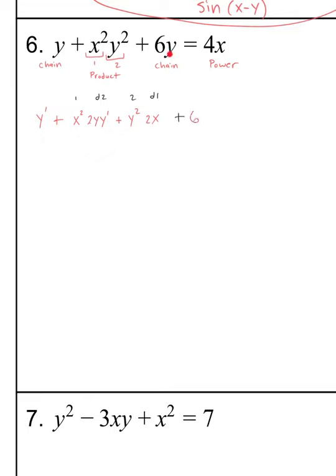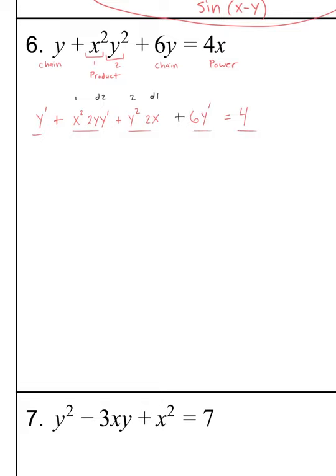And the derivative of y, implicitly using the chain rule, is y prime. And finally, our fourth term, 4x, that's just a power rule. The derivative of 4x is 4. Okay, so now we have 5 terms. I'm going to underline them. This one, this one, this one, this one, and this one.